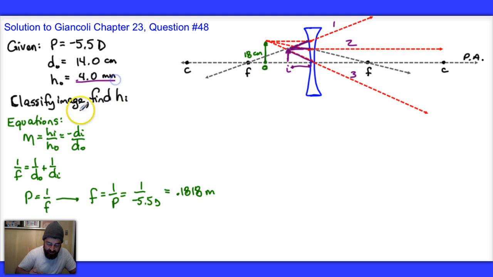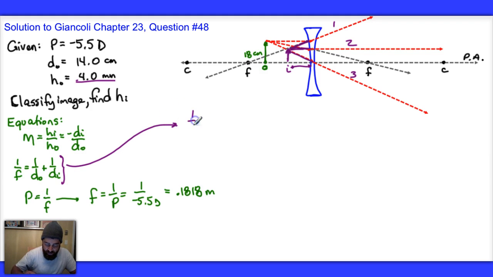It's 4 millimeters. If I knew the magnification, then I could easily find the height of the image. I only have the distance to the object. I don't have the distance to the image here. And so it's clear now that I'm going to have to use the thin lens equation to find the distance to the image, and then I'll be able to figure out the magnification and the height of the image. So I'm going to go ahead and start with that.